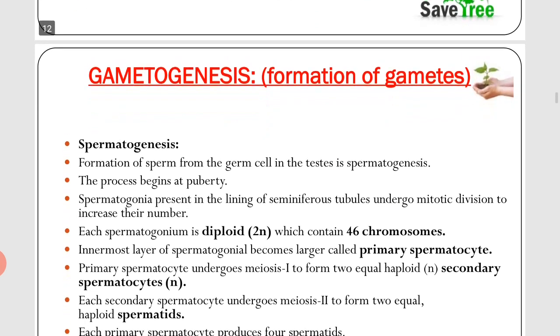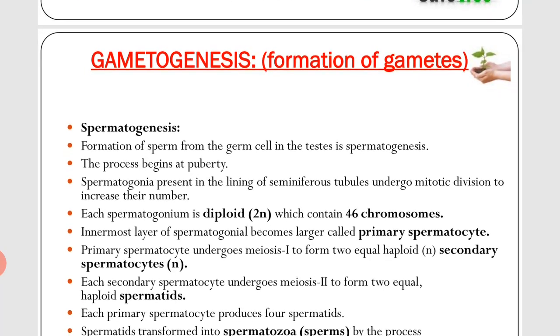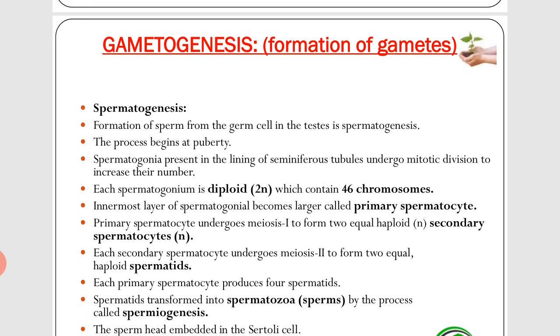There are usually two types of gametogenesis, namely spermatogenesis and oogenesis. First we will move on to spermatogenesis. The definition of spermatogenesis: it is the process of formation of functional sperms, or spermatozoa, from the immature male germ cells, that is spermatogonia.